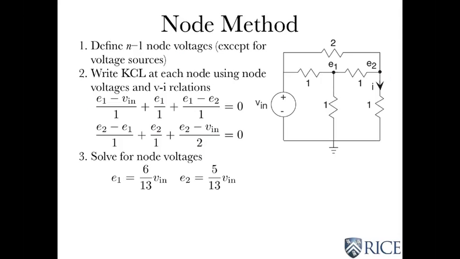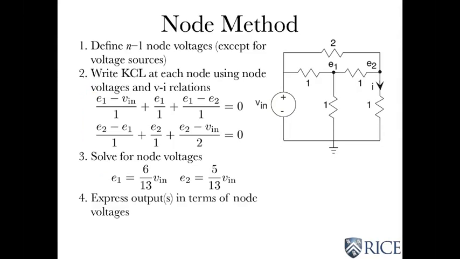And I did this. You should check to make sure I got the right answers, in that E1 is going to be 6/13 of Vn. It just turns out to be 6/13. No good reason why it should be, but it is. And E2 is 5/13. So just solve 2 equations, 2 unknowns, and you get the result in terms of Vn.